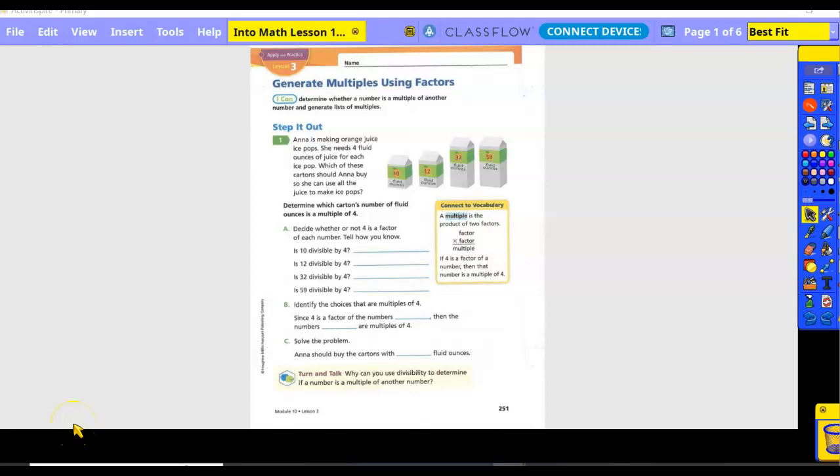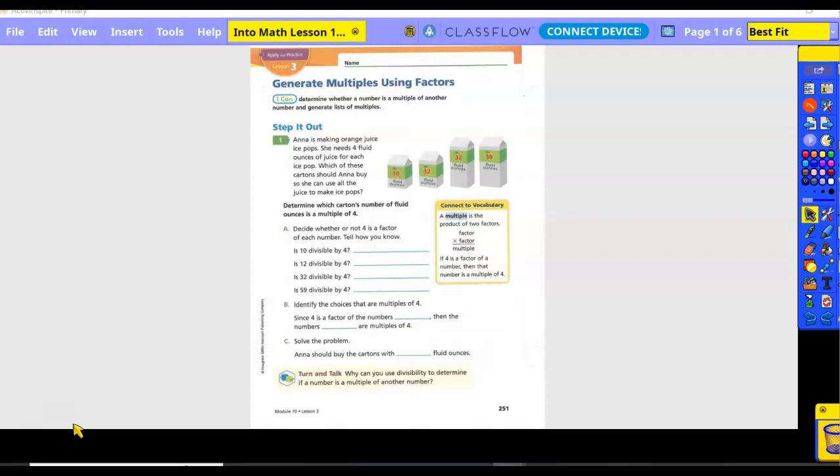Fourth grade math lesson 10.3. Generate multiples using factors. I can determine whether a number is a multiple of another number and generate lists of multiples. Step it out. Anna is making orange juice ice pops. She needs 4 fluid ounces of juice for each ice pop. Which of these cartons should Anna buy so she can use all the juice to make ice pops?